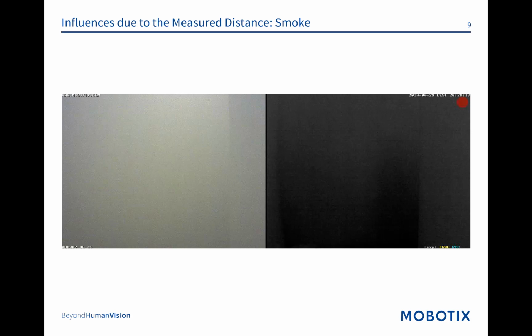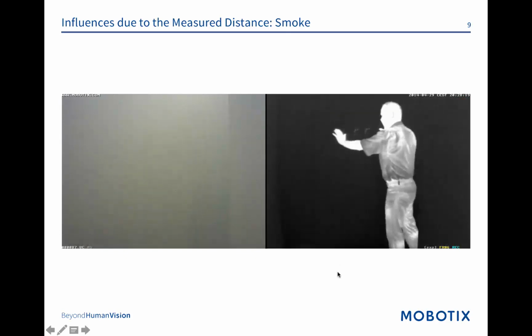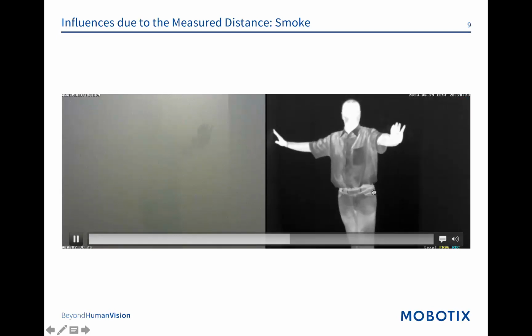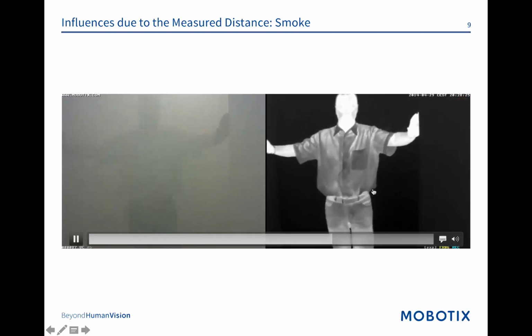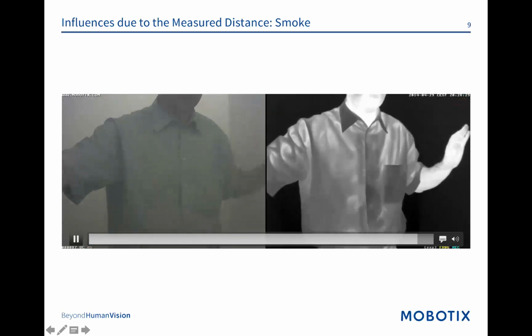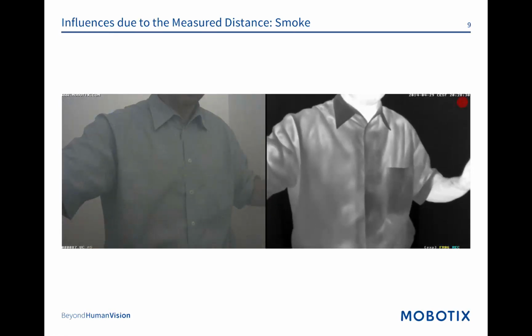Here I have an example which is very similar. On the left side, the optical sensor, on the right side, the thermal sensor. Also, we cannot see the object here, we can see him here. And of course, if he's coming closer, then we can also see him on the optical side. But this is just to show you how we can look through smoke.